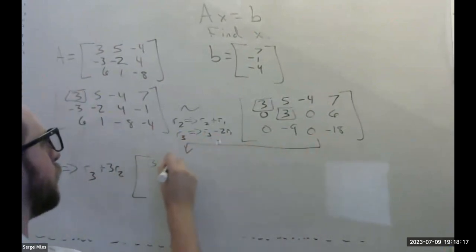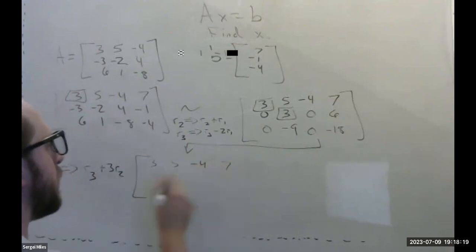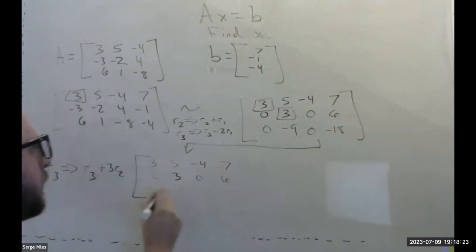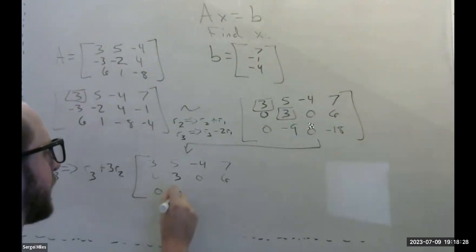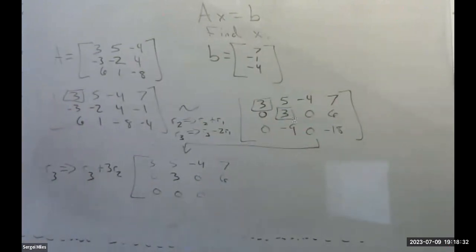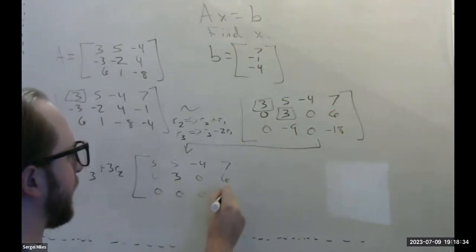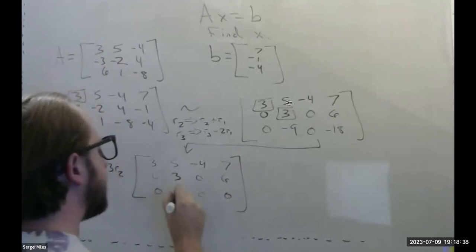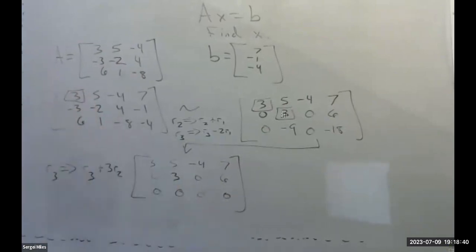Well, again, row 1 doesn't change. Row 2 doesn't change. And row 3 becomes 0. 3 times 3 is 9. When I add, I get 0. Nothing happens here because I have zeros there already. 6 times 3 is 18. When I add, I get zeros. Now, getting all zeros in a row is okay. And in fact, that's kind of a good sign.